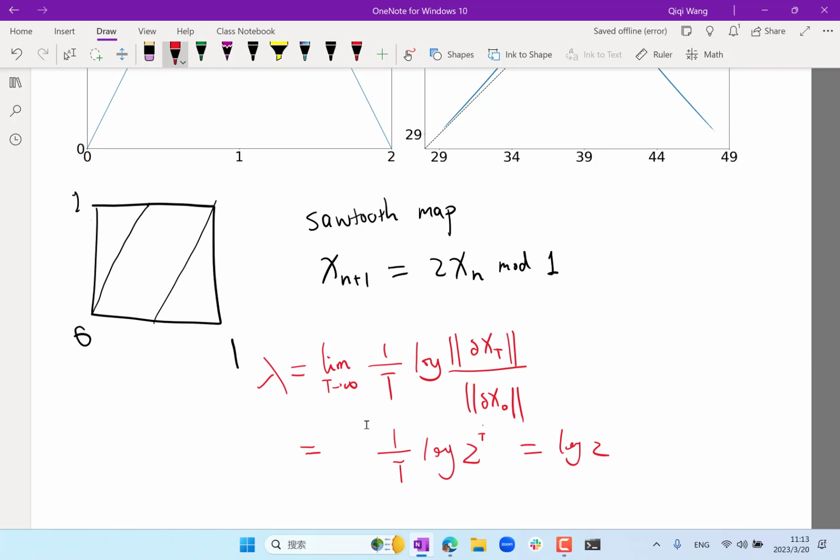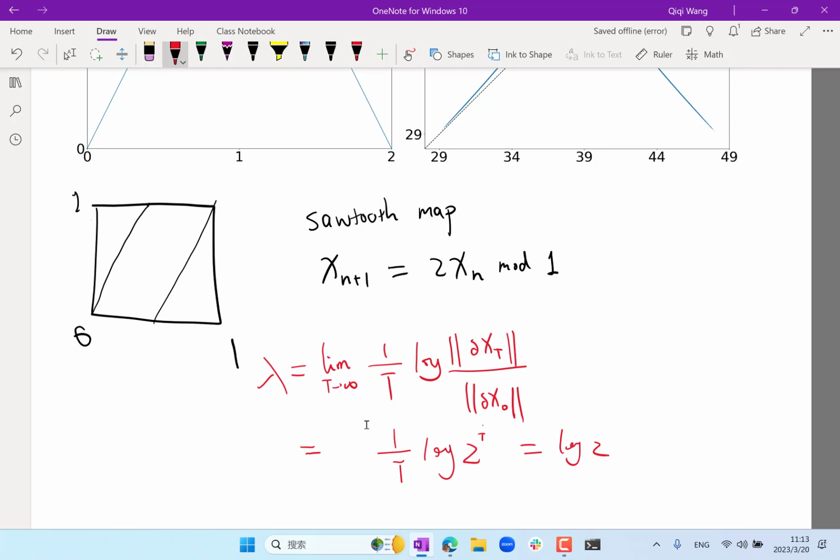All right. In this case, this is a discrete map, right? If you have a 0 Lyapunov exponent, that means the delta x t would remain the same size as delta x 0, and we would have a log of 1, which is going to be 0. So anything that magnifies exponentially would have a positive exponent.